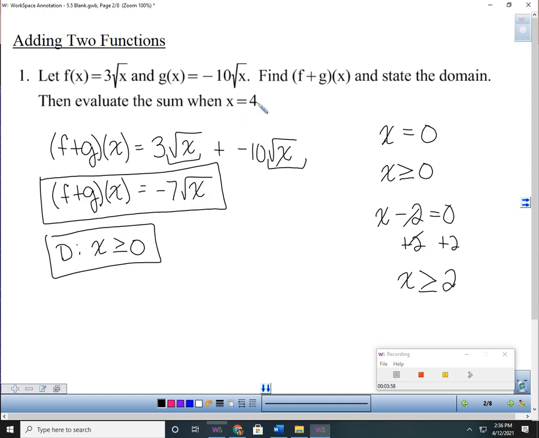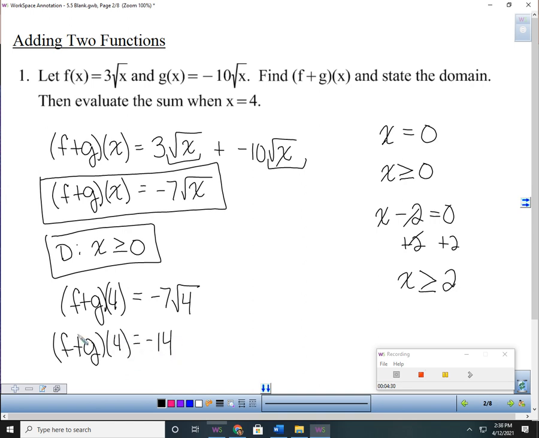Now, I'm going to be plugging in 4 into what I found right here. So I have f plus g of 4, just stating that I'm plugging in 4. So I have negative 7 times the square root of 4. So f plus g of 4 is equal to negative 14.